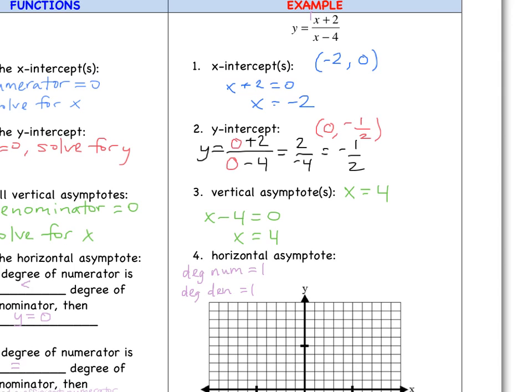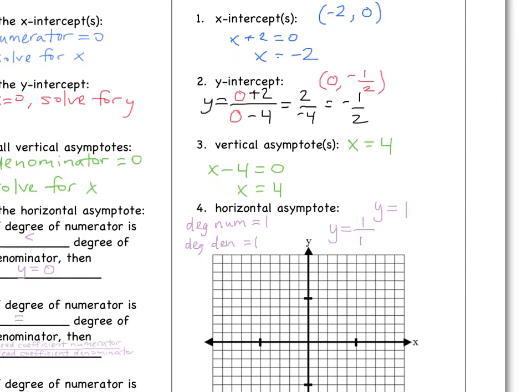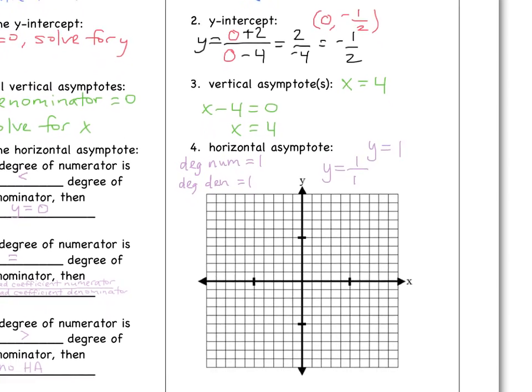So far we have y equals 1 over, and what is the coefficient of this x? Well, it's also 1. So our horizontal asymptote is y equals 1 over 1, and then we simply simplify that and say y equals 1. All right. So if you have any questions on this, feel free to ask tomorrow. But we'll get some more examples on the next page.